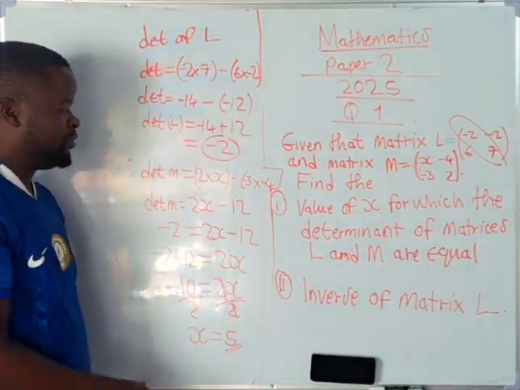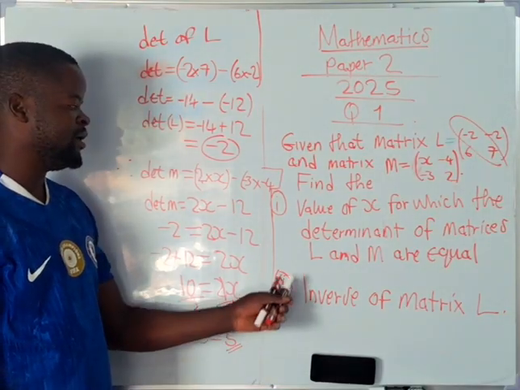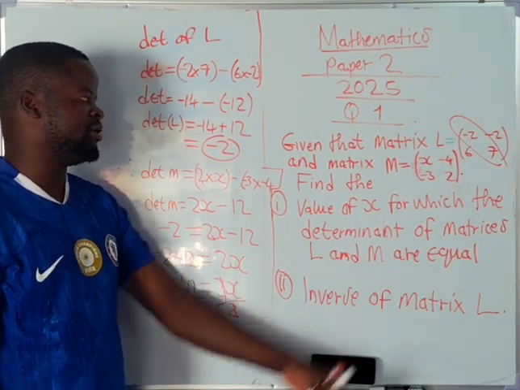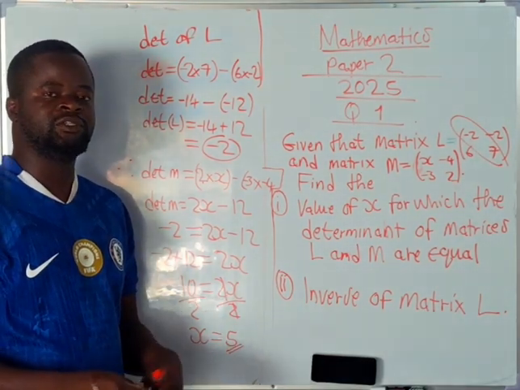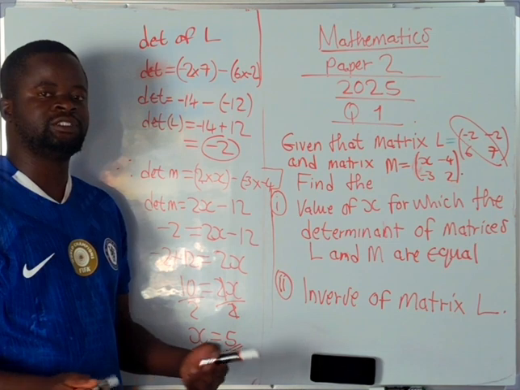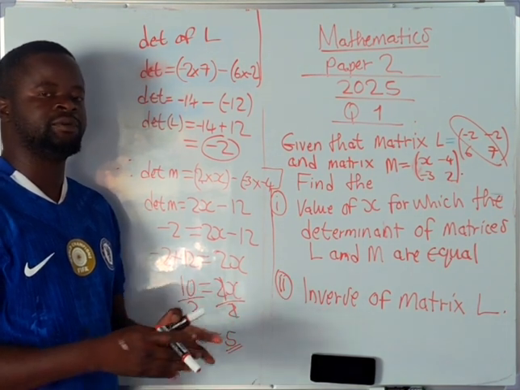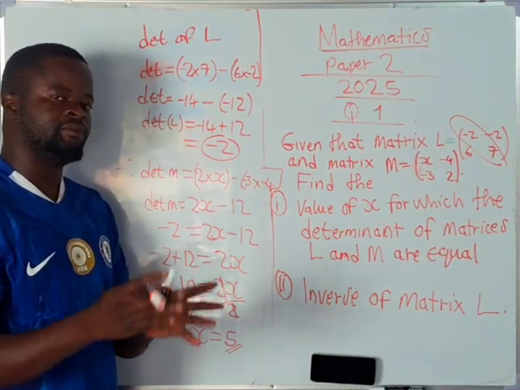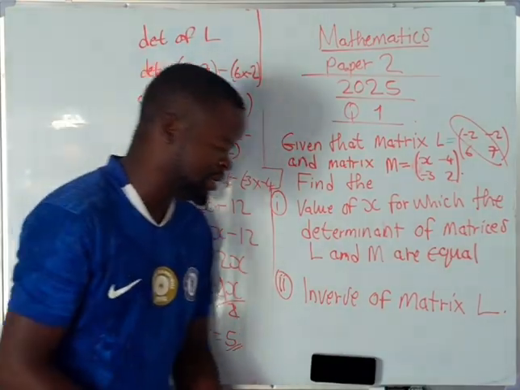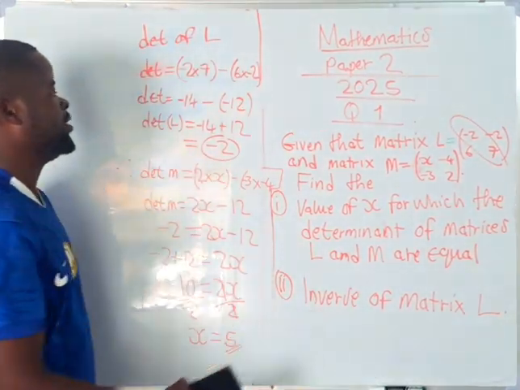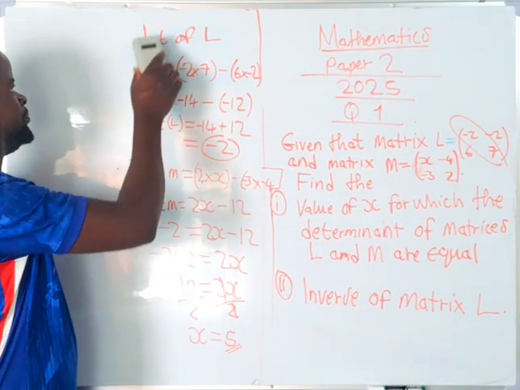After we respond to this question, we are given Roman numeral 2, which says find the inverse of matrix L. Remember, when finding the inverse of matrix L, we interchange the numbers in the major diagonal, then multiply a negative sign to the numbers in the minor diagonal. This is a very simple procedure. So now, let's solve for Roman numeral 2.